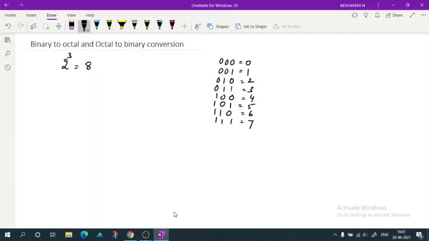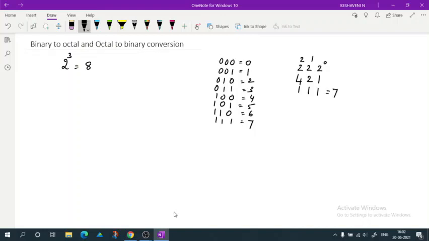It is because of 2 to the power of 0, 2 to the power of 1, 2 to the power of 2. For example, 7 means 2 to the power of 0 is 1, 2 to the power of 1 is 2, 2 to the power of 2 is 4, and 4 plus 2 is 6, 6 plus 1 is 7. Therefore, in order to write 7, in the position of 4 you write 1, in the position of 2 you write 1, in the position of 1 you write 1. It indicates 1 plus 2 plus 4 is equal to 7.